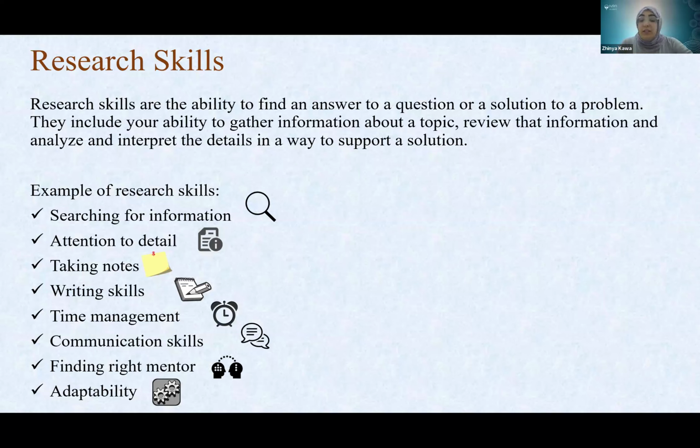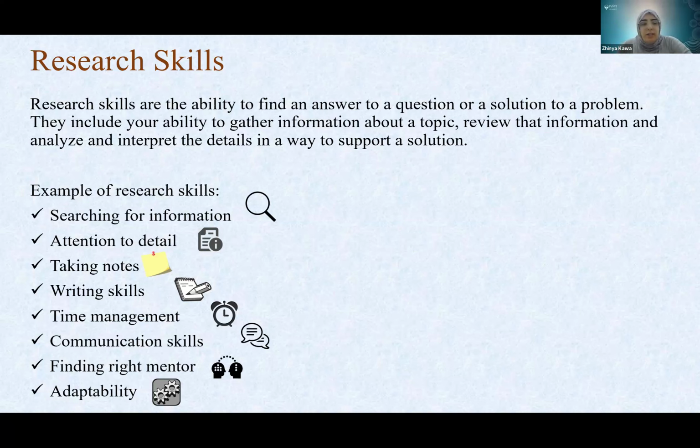Okay, then we have attention to detail. When you are doing your preliminary reading, please do not just scroll down through a database like social media. No, you need to pay attention to details and be fully focused on writing the details. Also, whenever you have full energy, try to read the literature and search for information.